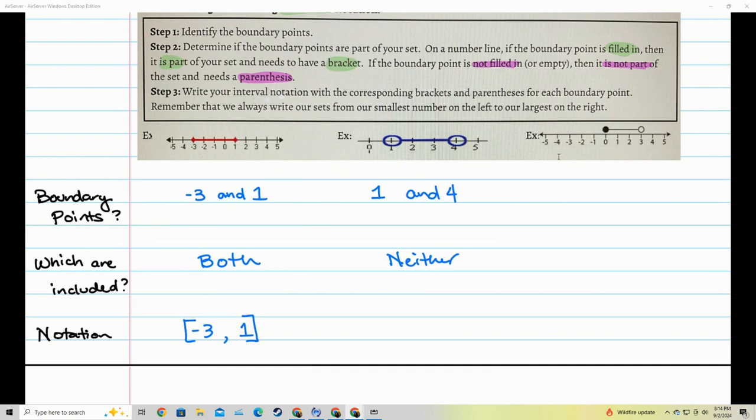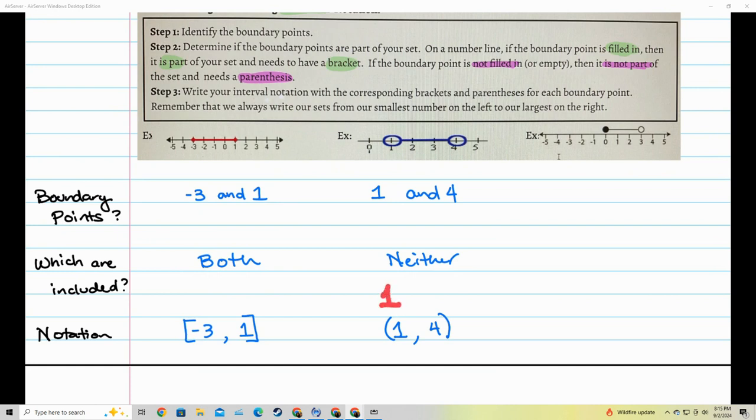Now for the interval notation, we're just going to write, okay, where did it start? At 1. Where did it end? At 4. Is 1 part of my set? Technically, 1 is not part of my set because it's not shaded in. So I am not going to use a bracket. I'm going to use a parentheses. And is 4 part of my set? Technically, it's not part of my set because it's not shaded in. Therefore, I'm not going to use a bracket. I'm going to use a parentheses.